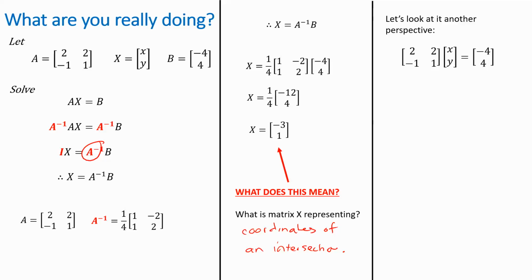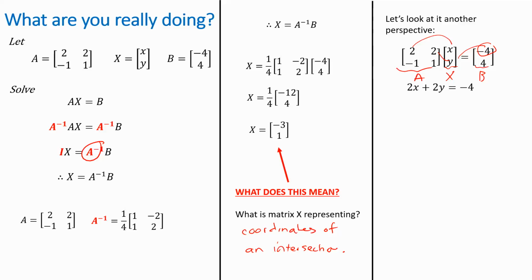Now you're questioning, you're like, well, what intersection are you talking about, sir? Let me show you. We just said this is matrix A, this is matrix X, and this is B. If we use multiplication of matrices that you just learned or revised, row 1 times column 1, you're going to get 2 times x plus 2 times y equals negative 4. Let's write that down.